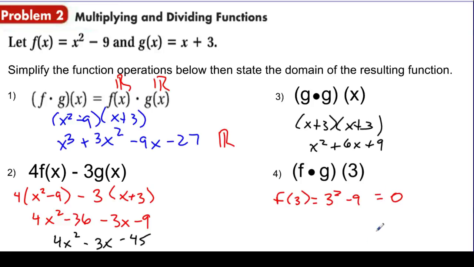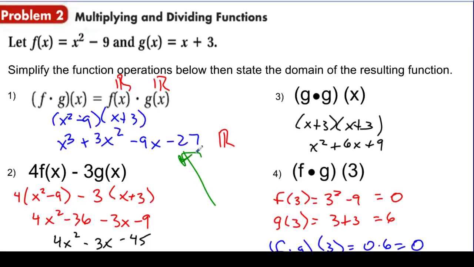Well, that's 9 minus 9, or 0. Okay, I could do g of 3 as well, and that's going to be 3 plus 3, which is 6. Okay, and then I could multiply the results together, and I could say, well, that means that f times g of 3 is really equal to 0 times 6, which is 0. Right? So you could evaluate each of the functions with the 3 and then multiply them together, or I could multiply the expressions together like I did right here.